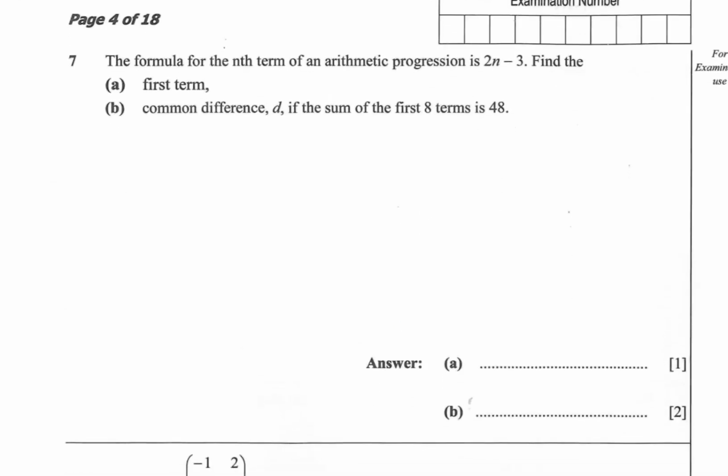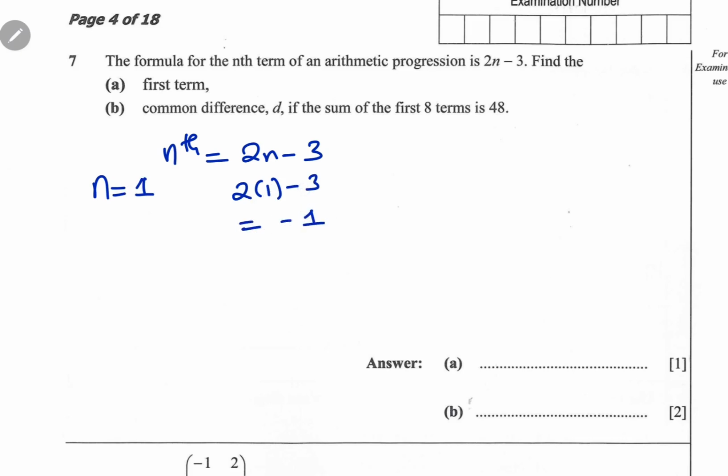Then question 7, the formula for the nth term of an arithmetic progression is 2n minus 3. Find the first term. So to find the first term, it means n is equal to 1. So 2 times 1 minus 3. And this gives us negative 1. So don't forget to put your answer there. So the first term is negative 1.